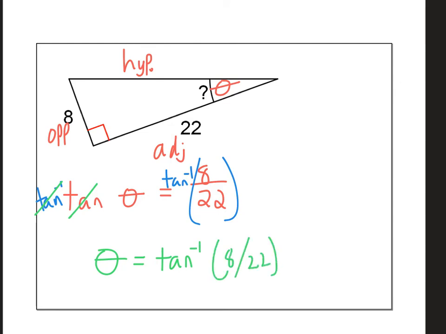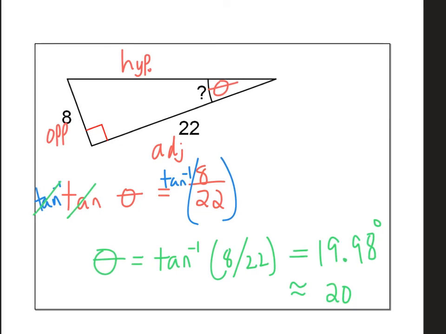And that's what you're going to do on your calculators. If you look, it's probably right above the tangent button, you'll see a little tangent -1. On the graphing calculators, that means you have to press second tangent. And then you're just going to put 8 divided by 22 in there. And as long as you're in degree mode, we should see this is about 19.98. And that is the degree measurement of the angle. And if it's rounded to the nearest tenth, like the directions usually say, we could write that as 20.0 degrees.